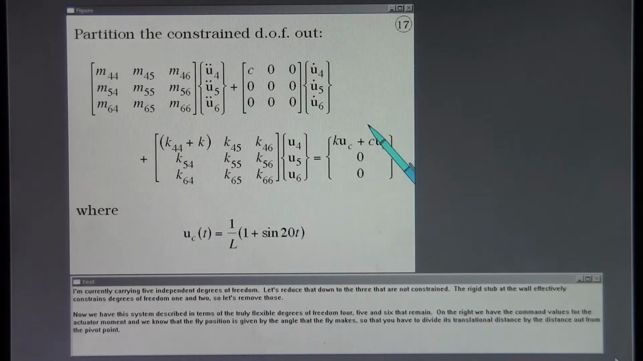On the right we have the command values for the actuator moment, and we know that the fly position is given by the angle that the fly makes, so that you have to divide its translational distance by the distance out from the pivot point.